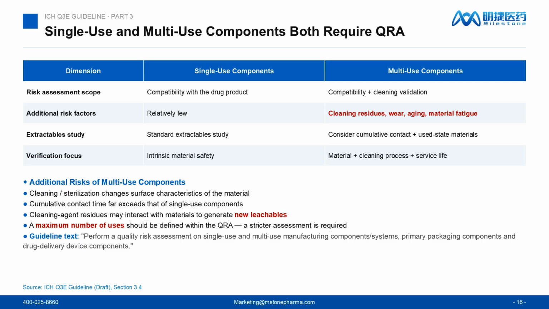Third, cumulative contact. A multi-use component accumulates far more contact time than any single-use item. So the QRA for multi-use components must include cleaning validation, a defined maximum number of uses, and extractables data that reflects the use state of the material, not just the new state. Practical tip: ask your supplier for extractables data after simulated aging, or generate it yourself on components pulled from actual service.